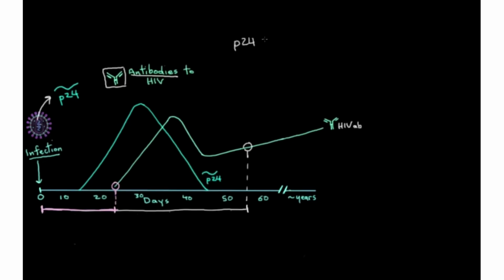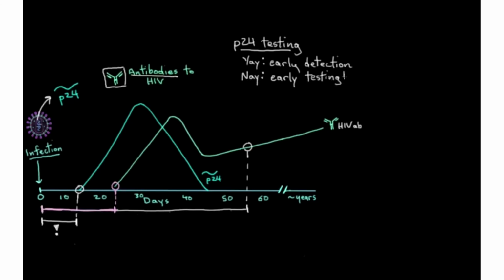So testing for it actually presents an interesting issue, because on one hand, it's great that we can potentially detect it even earlier in an infection than we can detect antibodies, right? So the window period is smaller, about 2 weeks now. But on the other hand, you kind of have to get tested really early on to detect it, or you'll miss it. And that's tough to do when you don't really have many symptoms.